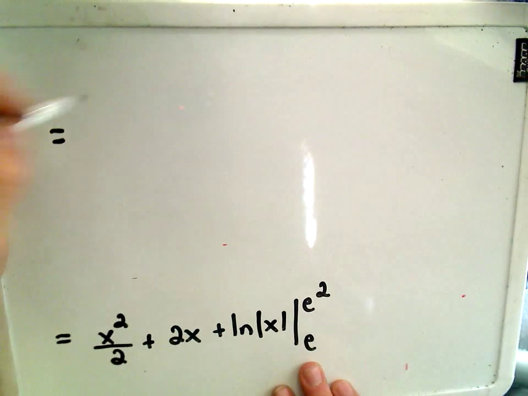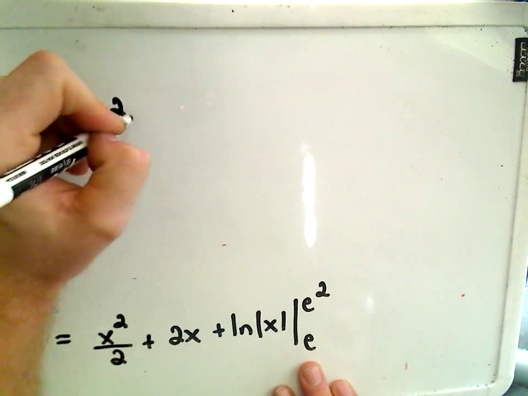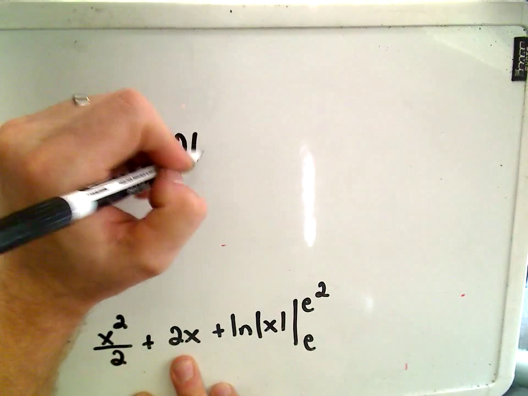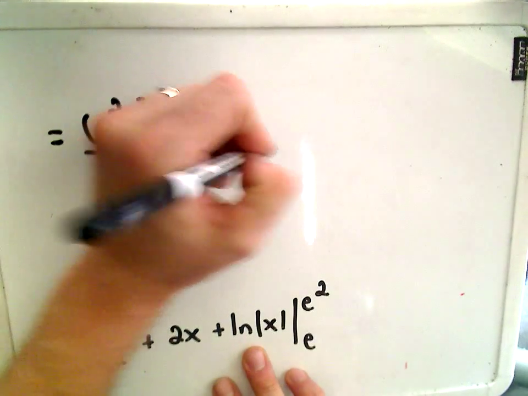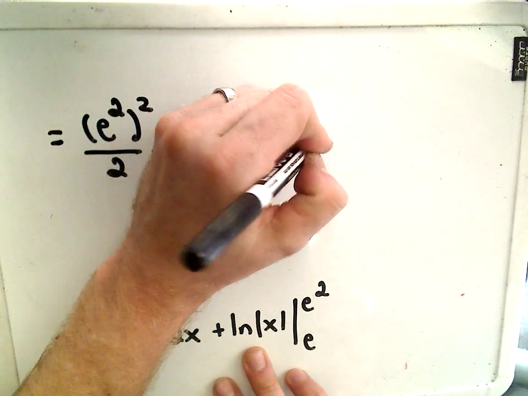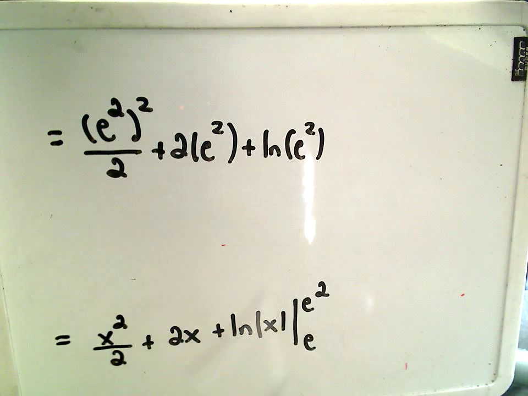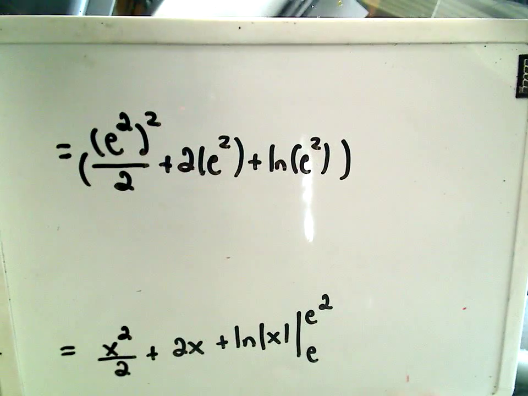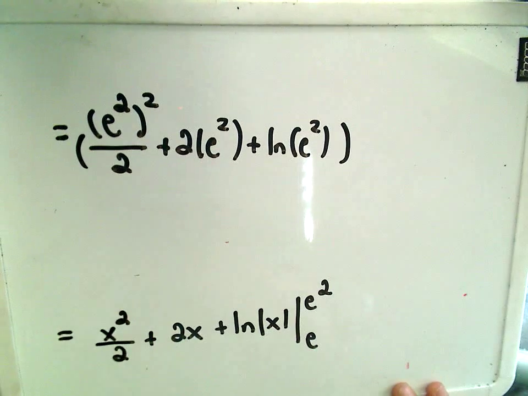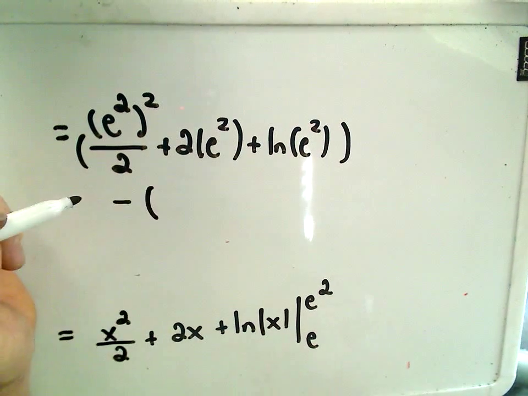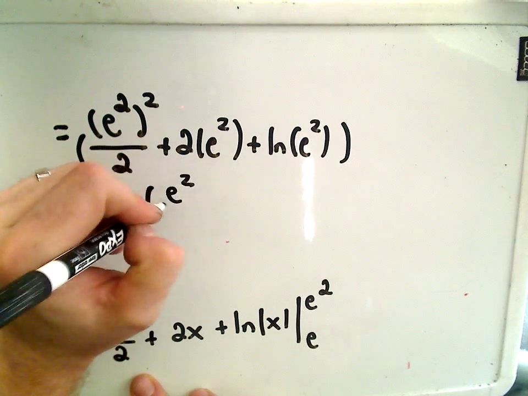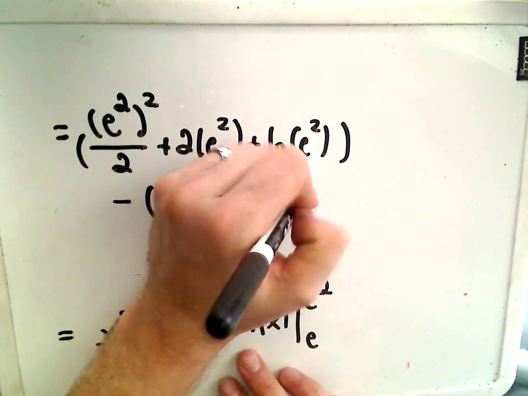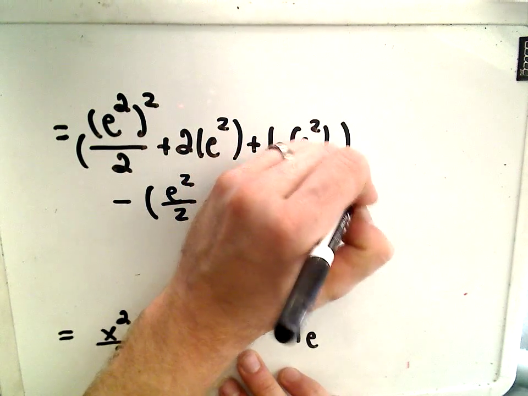So we'll get e squared over 2, so I'm plugging in my upper limit of integration, plus 2 times e squared plus the natural logarithm of e squared. I'm dropping the absolute value because e squared is definitely positive, so we don't really need it. Okay, so minus, let me plug e in, so we'll get e squared over 2 plus 2 times e plus the natural logarithm of e.